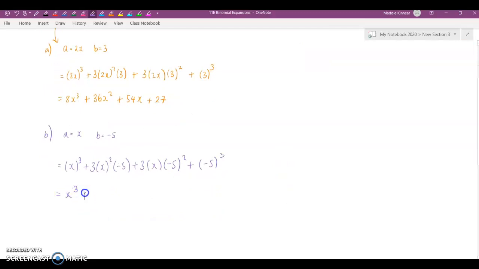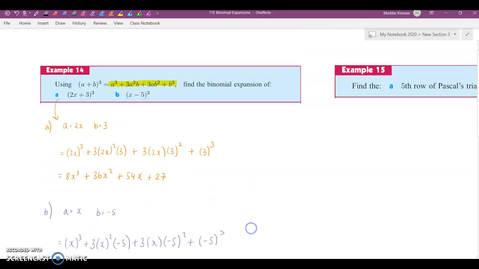We're going to get x cubed plus 3 times negative 5 will actually make negative 15x^2. 3 times negative 5 squared, so that's going to be positive 75x, and negative 5 cubed is negative 125. And that is the answer to that one.